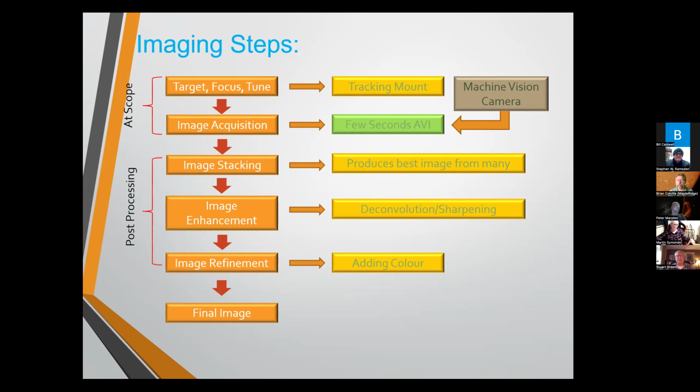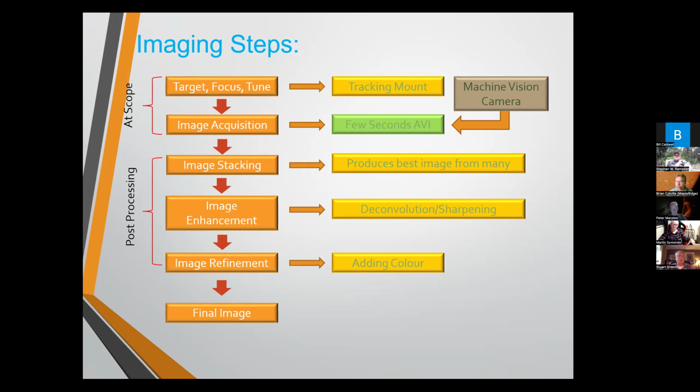You see quite a number of hydrogen alpha in particular images that are just slightly off band. So it's really important to understand how to tune it, when it's bang on tune, in order to get the best images. And then there's image acquisition. So that's usually a few seconds of an AVI or an SER file using a machine vision camera. So we'll talk about the cameras shortly.